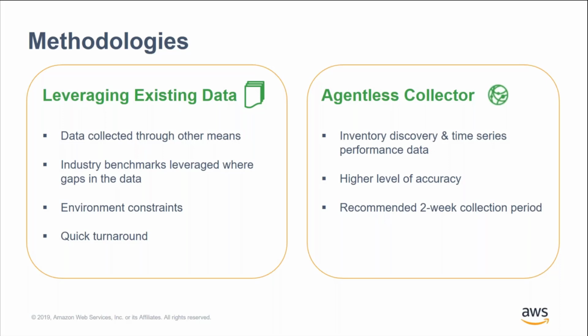The second option here is the agentless collector. This approach involves installing our agentless software to conduct inventory discovery and collect time series performance data. This method gives a higher level of accuracy, as we're getting that time series data so we can see peaks and valleys in your workloads. We recommend running the collector for a 2-week period. We used to recommend doing it for a 4 to 6 week period, but we really found that between the 2-week and 6-week mark, we didn't see much of a change in our BI engine.